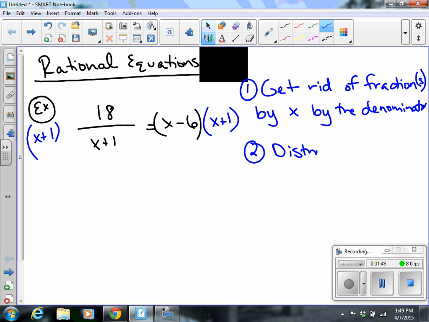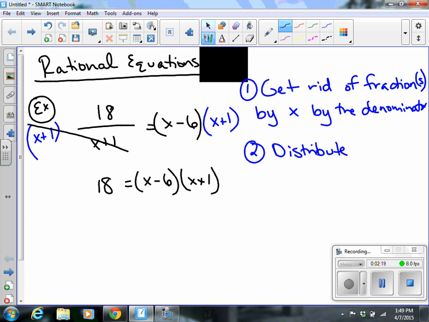So what happens here on the left side, when I'm multiplying on top, if I have 1 over 1, that just cancels out. Or if I had 8 over 8, that cancels out. It's the same concept. If I have x plus 1 on the top divided by x plus 1 on the bottom, that cancels. So that's how I'm getting rid of my fraction. So I have 18 equals x minus 6 times x plus 1.